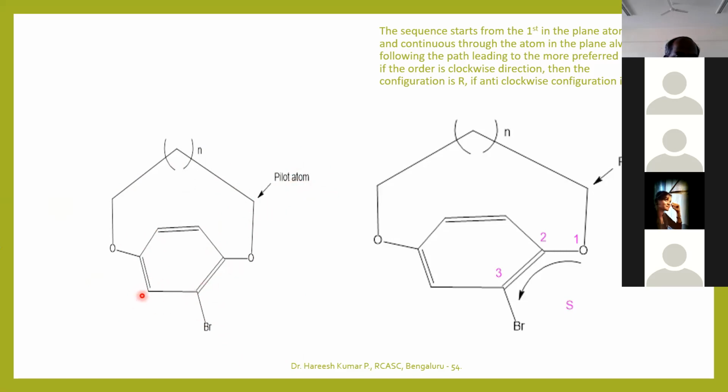Suppose a substituent is here, then you have to take this CH2 as a pilot atom. Once you have chosen the pilot atom, the numbering starts from this oxygen: 1, 2, 3, 4. That's what I have given here. So you can observe that this will be the pilot atom, this will be the second, this will be the third one. So there is a movement like this. This is called anti-clockwise direction, and it is an S configuration. This is how you can assign R and S configuration to the Ansa compounds.